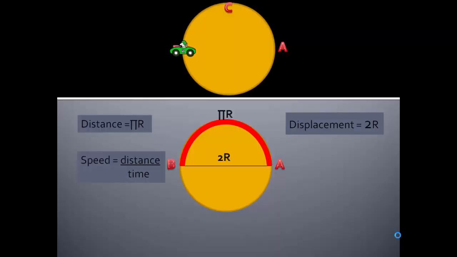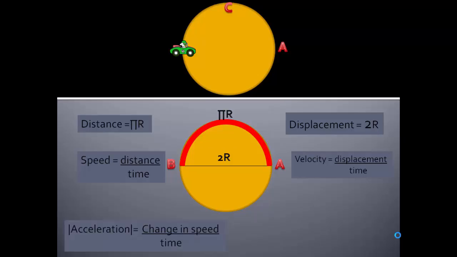Next, we define speed. Speed is defined as rate of change of distance, that is nothing but distance upon time in simple terms. Then velocity. Velocity is the rate of change of displacement, in simple terms, displacement upon time. Velocity is a vector quantity and you will need to specify the direction in order to explain velocity completely.